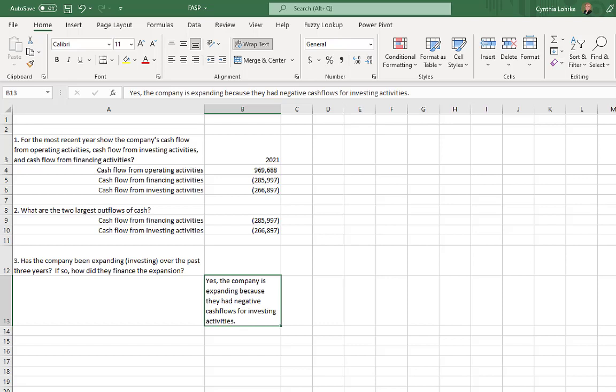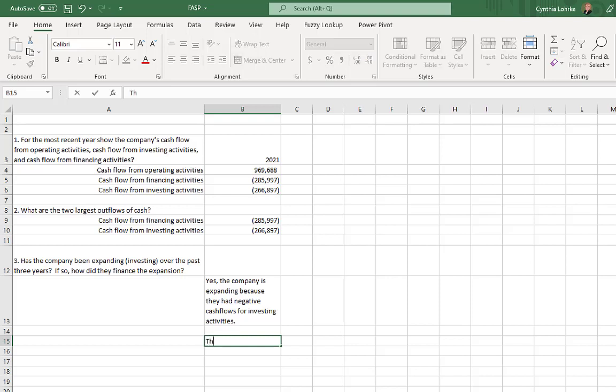And then the next question says, if so, how did they finance the expansion? Well, what they're saying is, where were they positive? They're paying off their debt, right? Because it's negative. So the way that they're financing their expansion is through their operations, which is actually a very healthy thing. So right here, I'm going to say they are financing the expansion with operating cash flow.